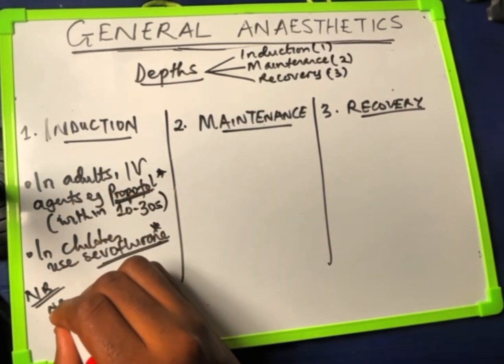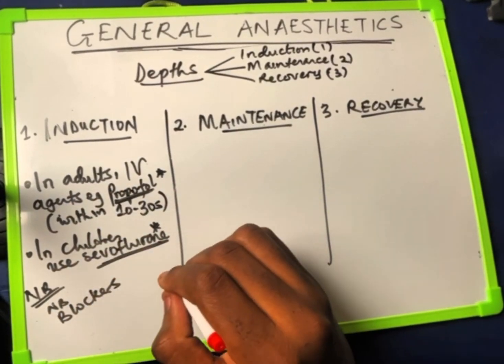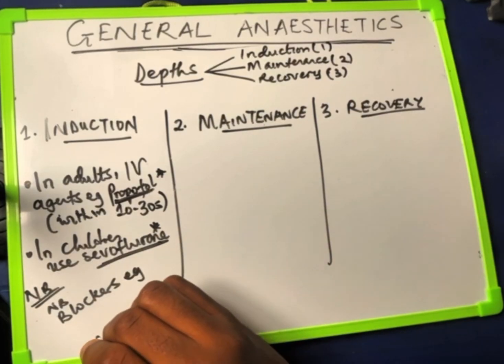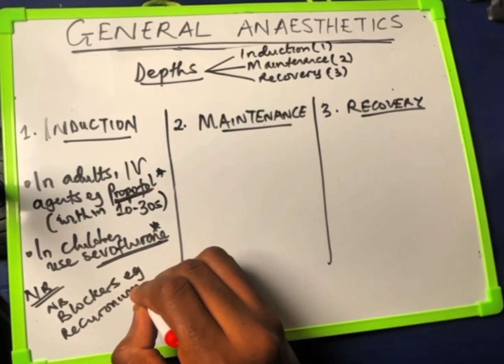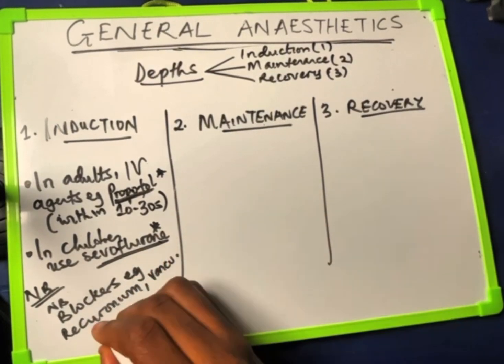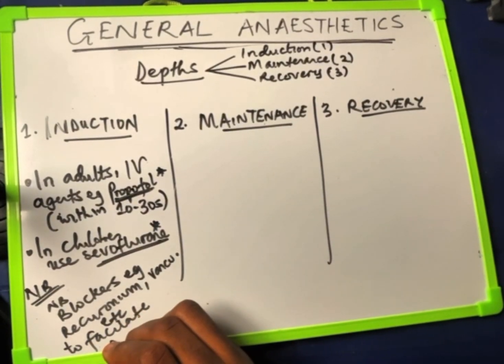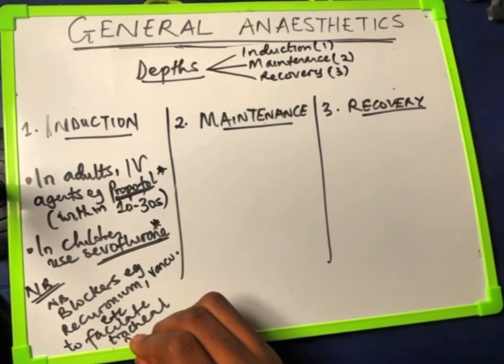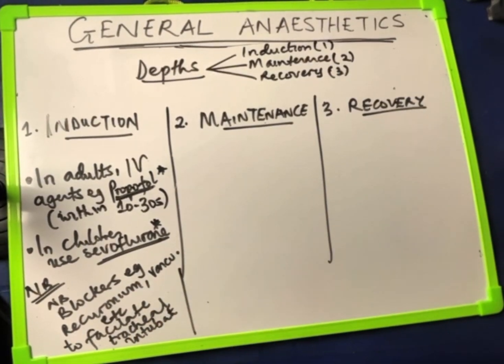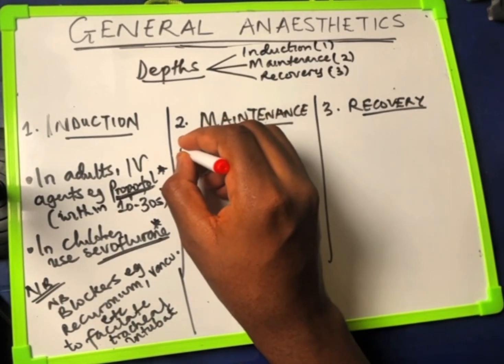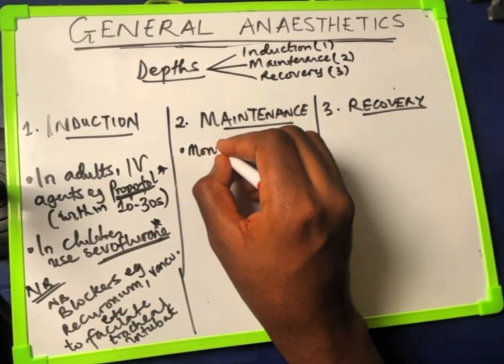Now, also please note that neuromuscular blockers like rocuronium, atracurium, and a whole lot of them can also be used to facilitate tracheal intubation. Remember, they are going to cause muscle relaxation. So it's something to also take note of in the case of MCQ questions, okay? So that's a synergistic example.